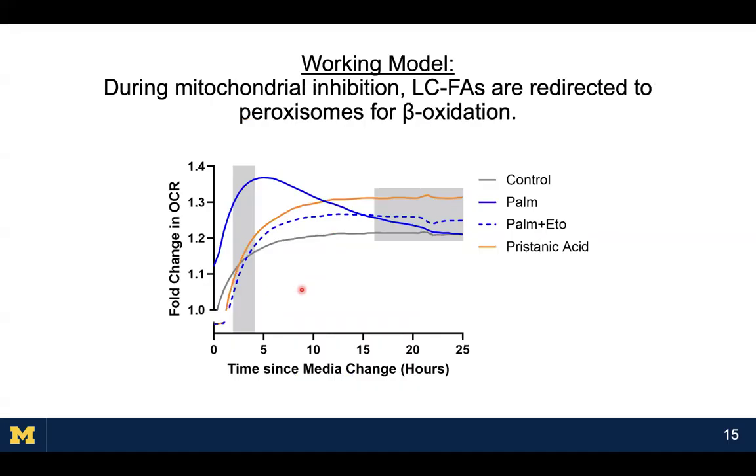And our working model currently is that during mitochondrial inhibition, long-chain fatty acids are redirected to peroxisomes for beta oxidation. The reason we're concluding that is because of preliminary acylcarnitine profiling data, as well as the similarity between these curves. This dotted blue line is palmitate with etomoxir inhibition, and the orange is pristanic acid that we know is going to the peroxisome.